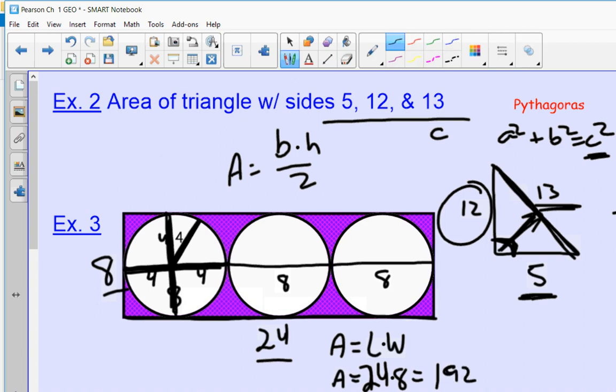And then the area of a circle is pi r squared. So I'm just going to tell you right now, I'm going to change pi to 3.14. The radius of the circle, they gave it to us, and we're assuming all the circles are the same, so it's 4 squared.